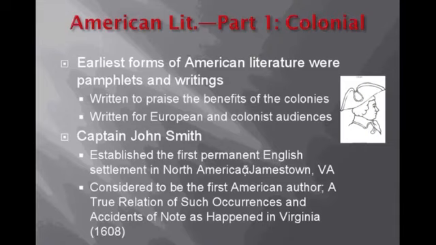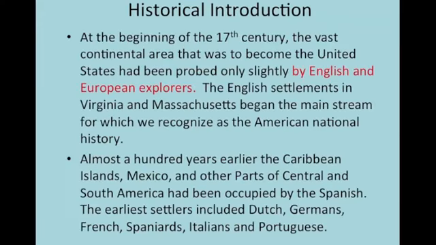The first settling of English people happened in Jamestown, Virginia, 100 years after Columbus discovered America. Captain John Smith was the first one to establish the permanent English settlement, and he is also considered to be the first American author. It was not until the 1760s, another 100 years later, that people began to call themselves Americans, distinguishing their identity from their European ancestors. Here's a brief historical introduction.